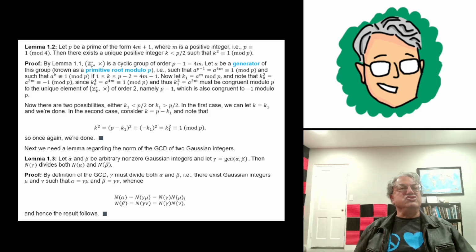Well, we already showed in the previous lemma that the set Z_p star along with multiplication modulo p is a cyclic group of order p minus 1. In this case, since p is 4m plus 1, this is a cyclic group of order 4m. Now, every cyclic group has a single generator, and in the case of Z_p star, this generator is called a primitive root modulo p. So for every prime p, there's a thing called a primitive root modulo p.